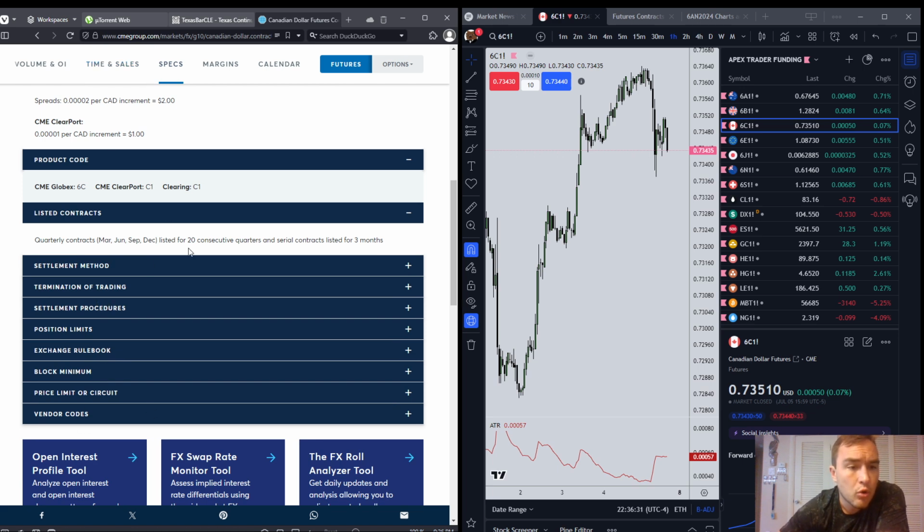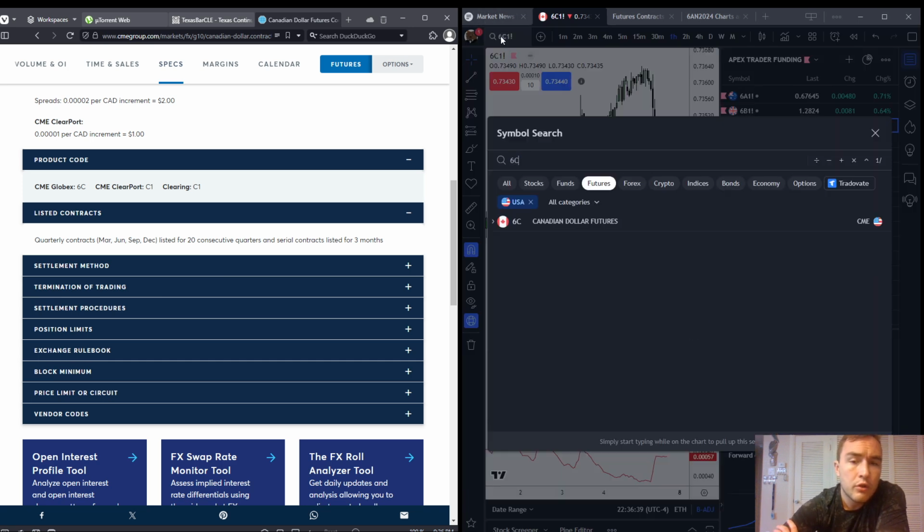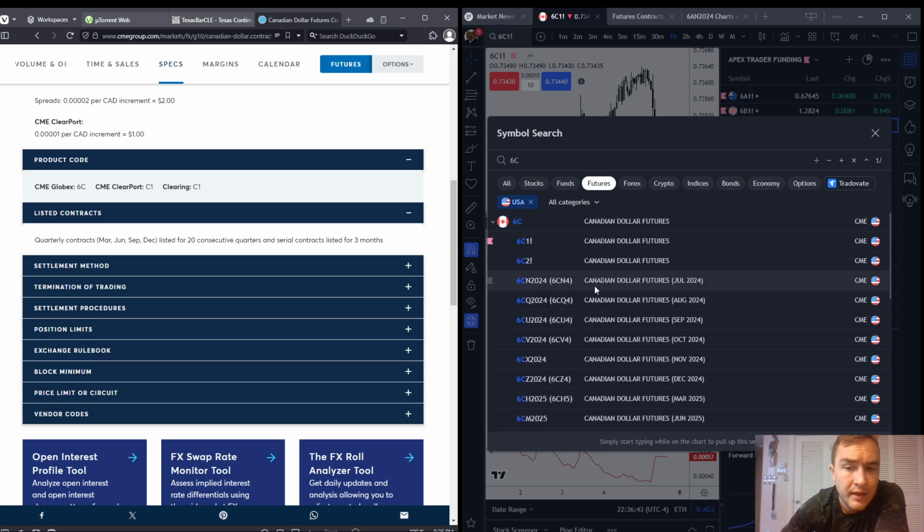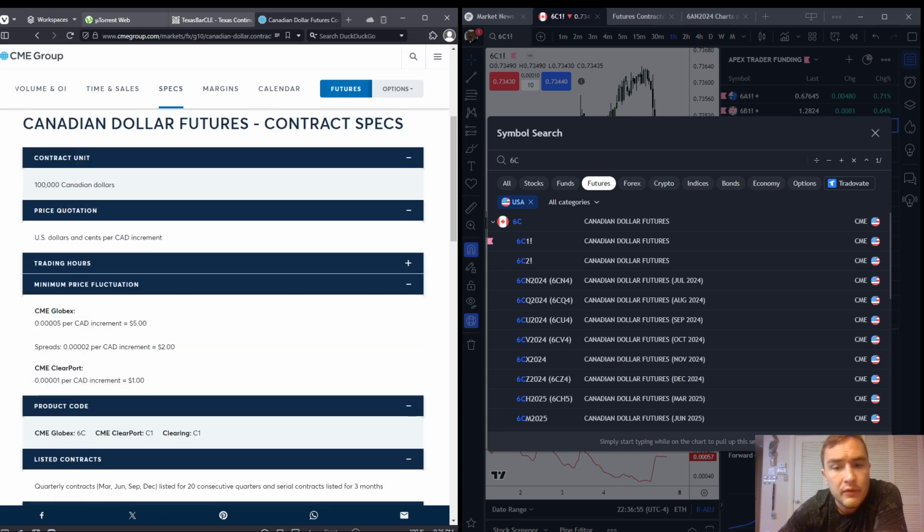Listed contracts are quarterly contracts listed for 20 consecutive quarters, and serial contracts listed for 3 months. So again, if we were to go onto TradingView here, we can see that we have a July contract, an August contract, a September contract, October contract, November contract, and December contract. So that is what you should be aware of there on the Canadian dollar, guys.